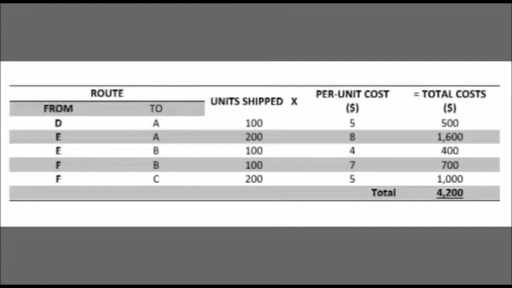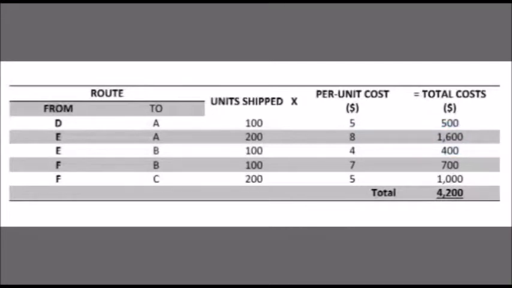So in solving its cost, we will just multiply the units shipped to its unit cost. Like for example, from D to A. D is the Des Moines and A is Albuquerque. We assigned here or allocate 100 units here and just multiply its unit cost, which is $5. And we've got the $500. So from E to A, which is Evansville to Albuquerque, we have 200 units and multiply its unit cost, which is $8, and we got $1,600 as its total cost.